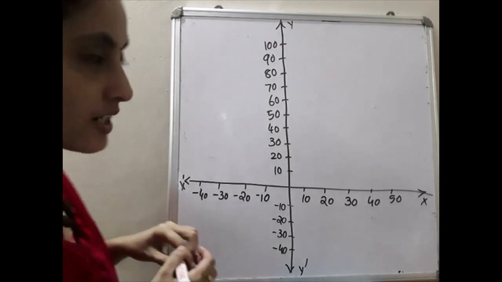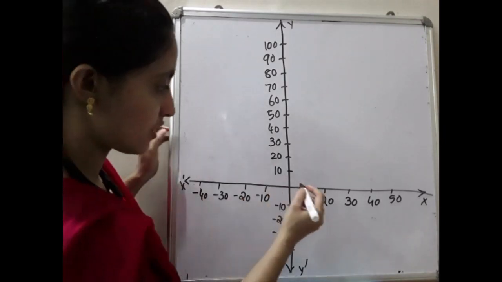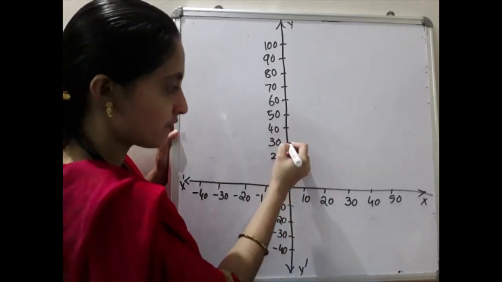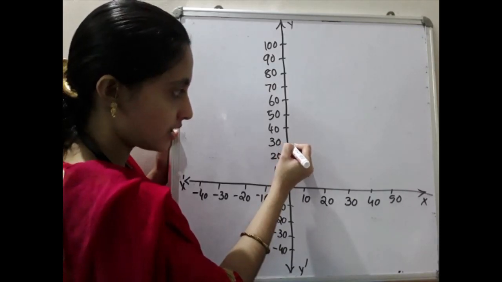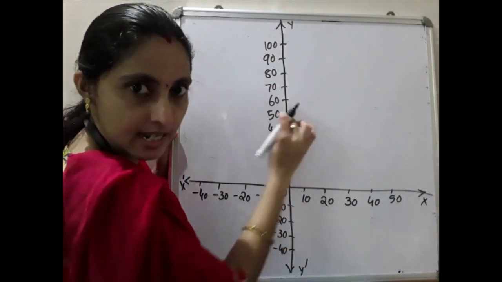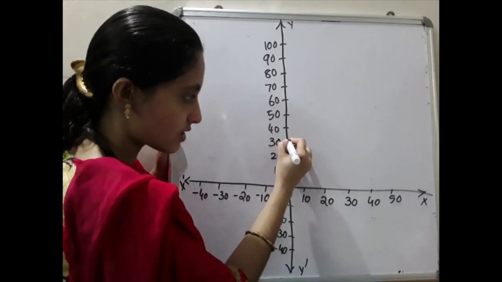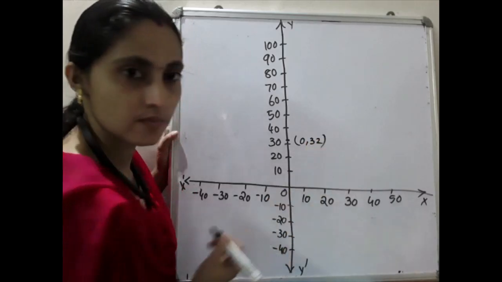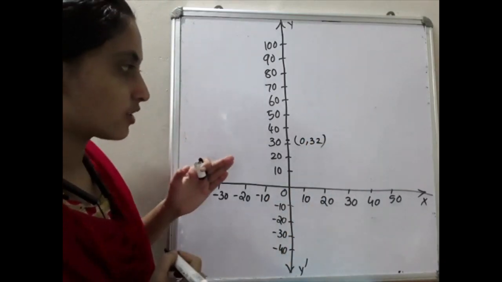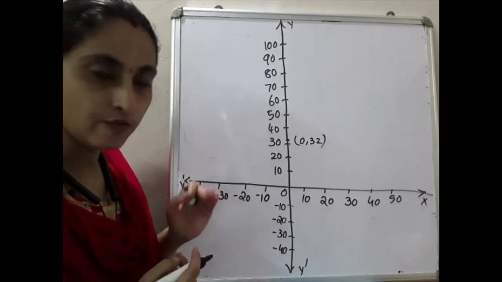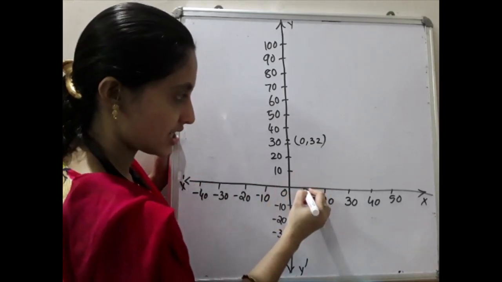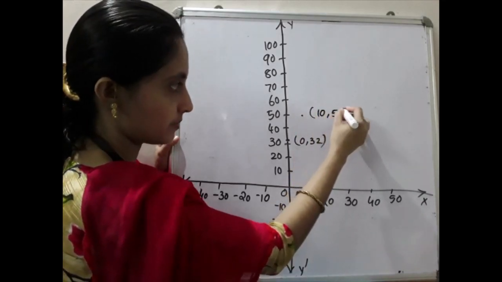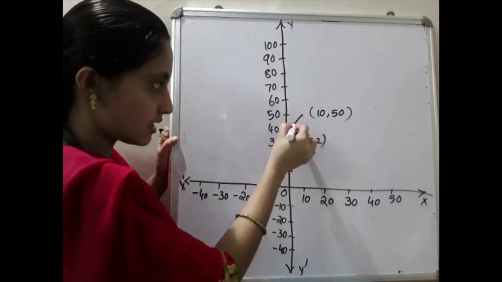So the first point is what? 0, 32. 0, 32 means it lies on the y-axis. Here after 30, there are small 10 divisions. 32 means what? The second small division after 30. That will be 0, 32. Clear? And the next point is given in the question as we already tabled: 10, 50. So from the x-axis 10, from the y-axis 50. So this point will come. Clear?